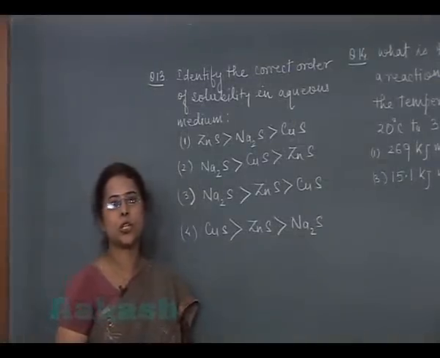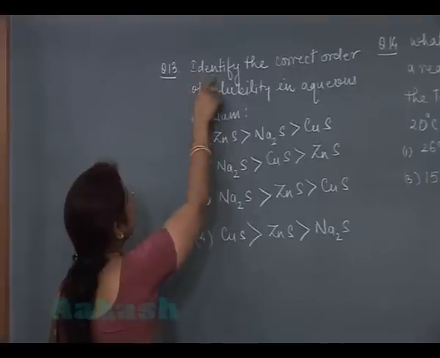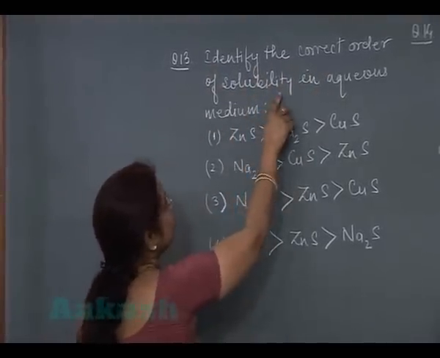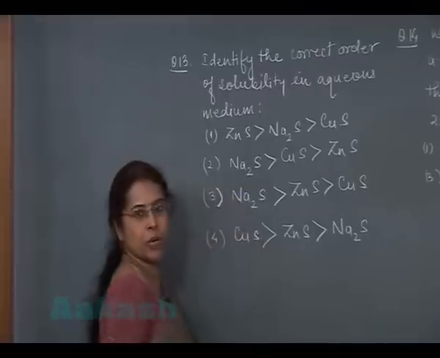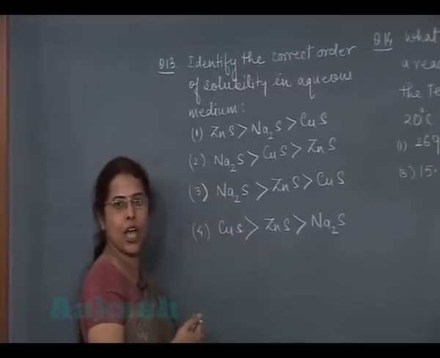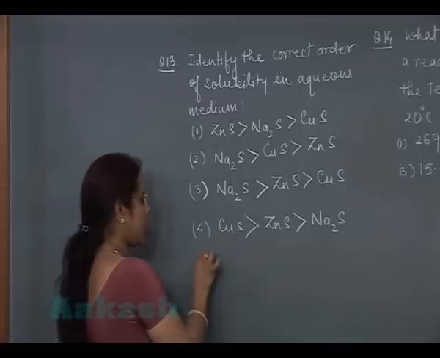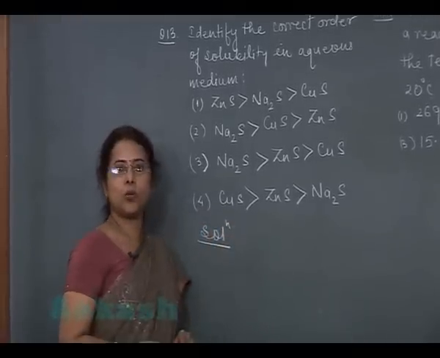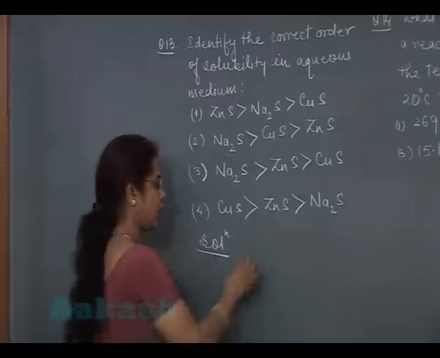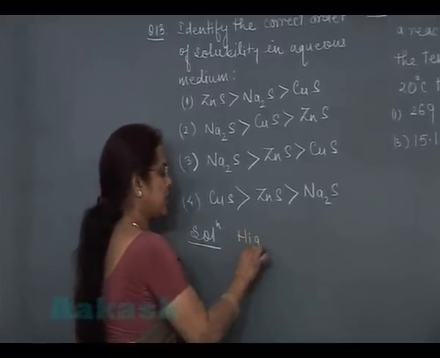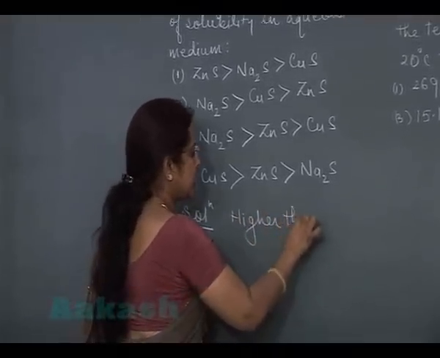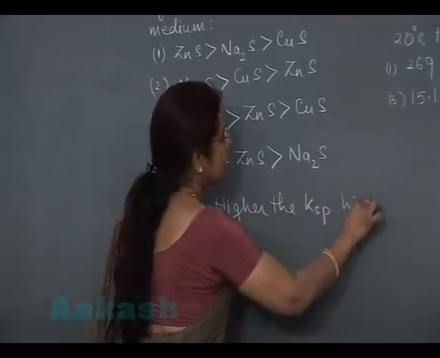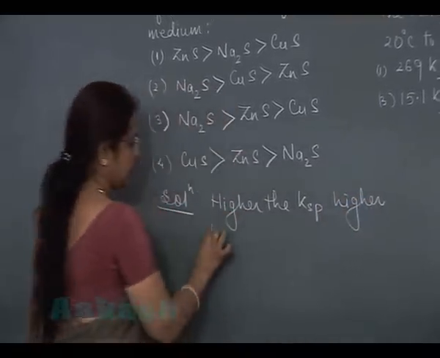Next question is question number 13. Question number 13 is identify the correct order of solubility in aqueous medium and different sulfides are given. What will be the order of solubility? See, higher the solubility product, higher will be the solubility. So basic clue is higher the solubility product, higher will be solubility.